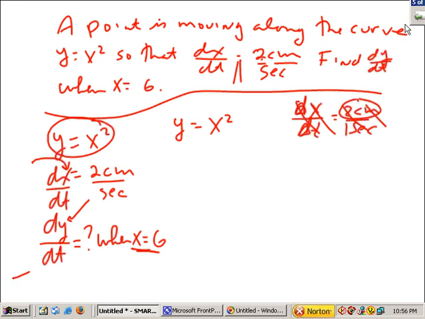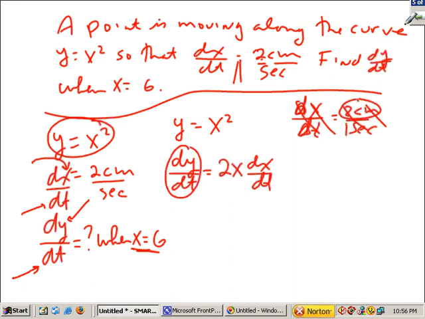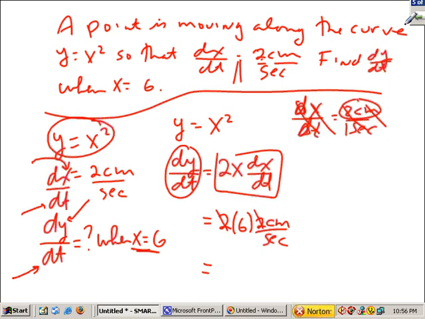Take the derivative with respect to t. The derivative of y is dy/dt. The derivative of x squared is 2x times dx/dt. Now, they asked me what dy/dt is, so that's good. dy/dt equals this when x is 6, and dx/dt is always 2 centimeters per second. 2 times 2 is 4, times 6 is 24 centimeters per second.